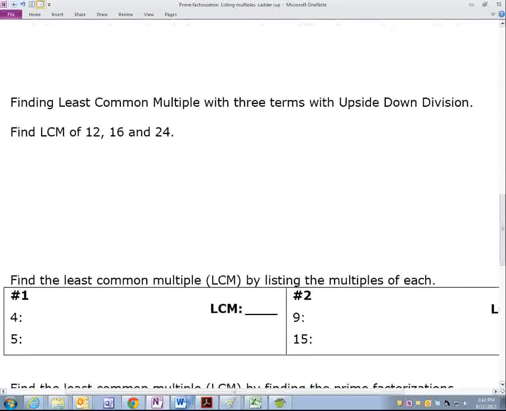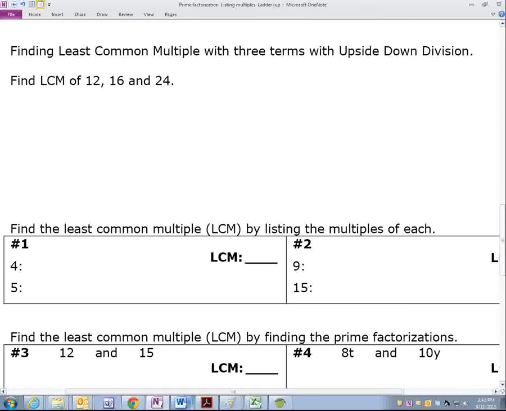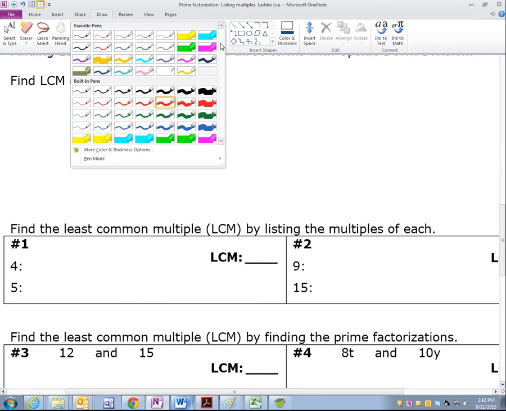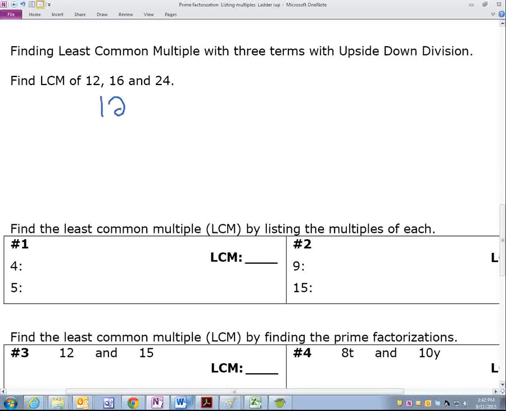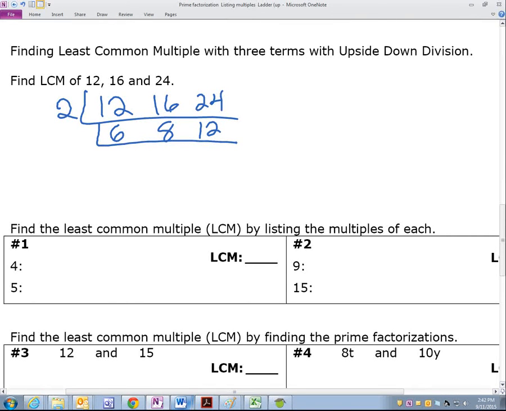Now in this situation, whenever you have 3, you can still use upside down division to do it with 3. You just have to have a common factor. So I'm going to take 12, 16, 24, take a 2 out. 6, 8, 12. There's something else that can go into all 3 of those: 2. Yes. Okay, and there's nothing that goes in all 3 of those, so I'm done. So now I have to do what? Is it just the left side? No, all of them. All of the L.